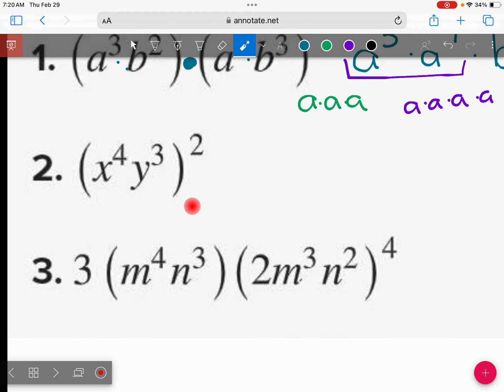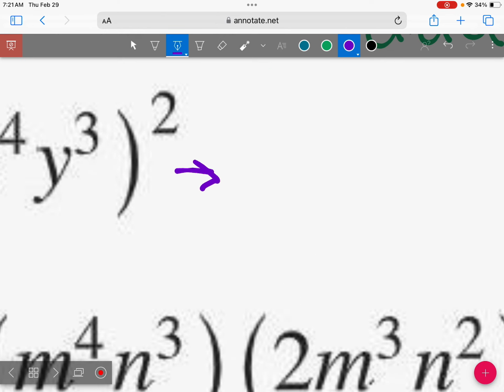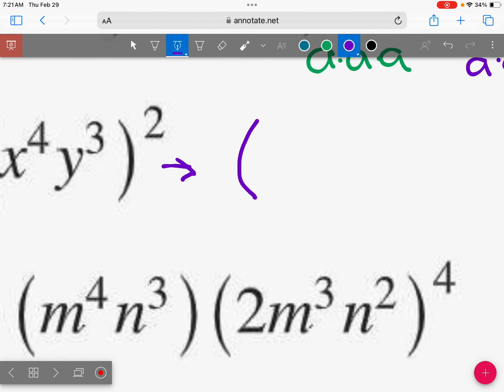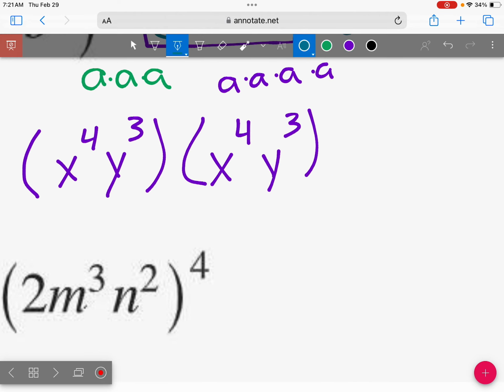Down here, this is powers over powers. So again, if it helps you to rewrite things, you can rewrite this one in the style of the first one, where we take x to the fourth times y cubed times itself. It doesn't work super great for higher orders, but we can do this to see the pattern. So if we have x to the fourth y cubed times x to the fourth y cubed, because that's what it means to be squared, in the same style as above, how many x's do we have? 8. So we're going to have x to the 8th.